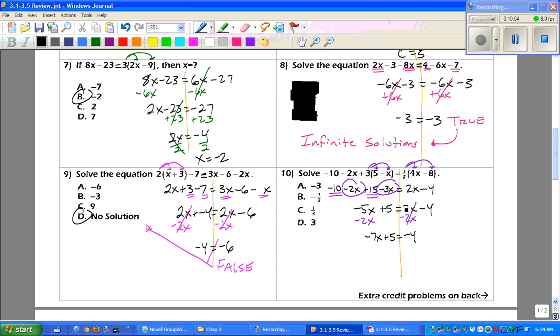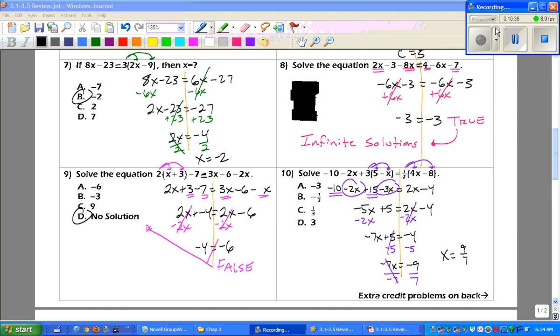All right, from here, we are going to subtract 5 from both sides. We get negative 7x equals negative 9. And then divide by negative 7. And we get x equals positive 9 over 7. And that is not one of the answers. So hold on real quick.